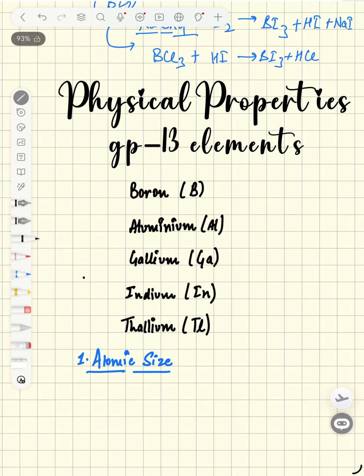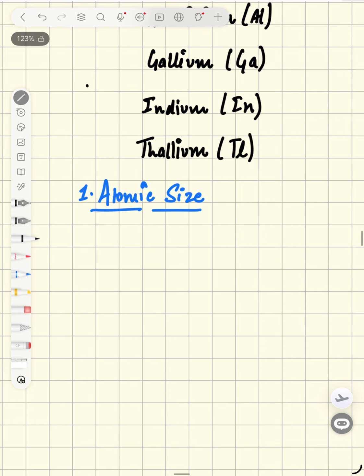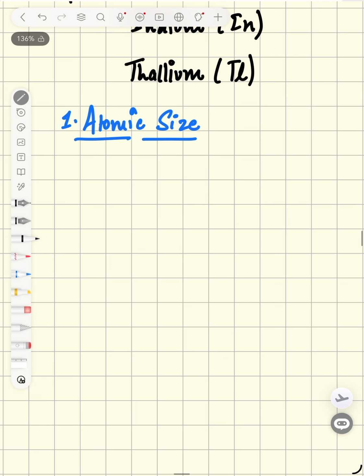Here we talk about the physical properties of group 13 elements. These elements are boron, aluminium, gallium, indium, and thallium. The first property that we discuss is the atomic size. For atomic size, there are two criteria we discuss.